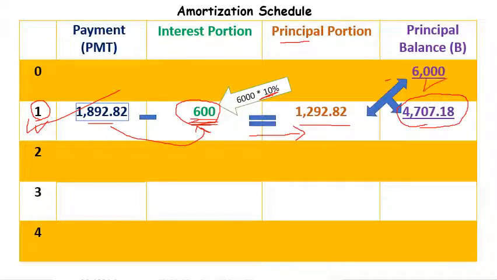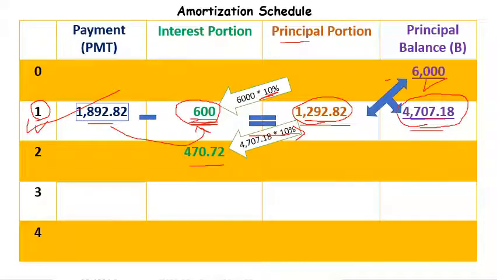The original value of debt less the principal portion in the first installment gives you the end-period balance of debt, or the balance of debt at the end of year one. So this borrower has an outstanding debt of 4,707, which will be charged 10% interest for the next year. So the interest accrued at the end of year two will be 470, not 600.